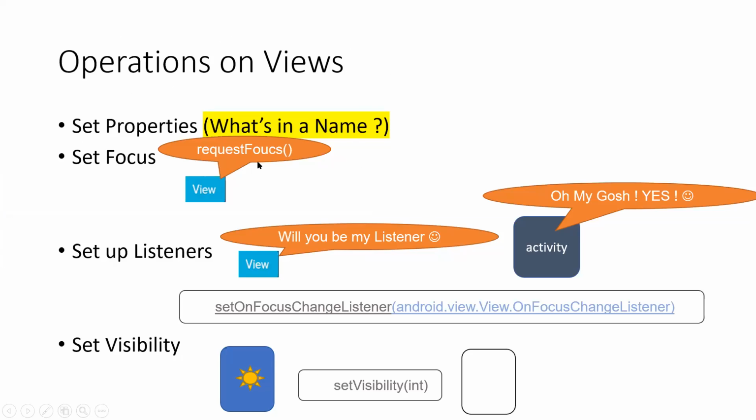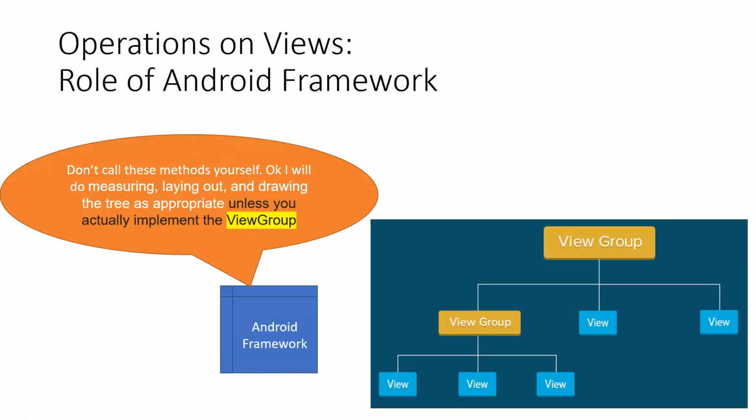It's the responsibility of the Android framework actually. If you are not dealing with a view group, if you're just using views, just placing views in the container, you don't need to call these methods yourself. The Android framework is responsible for calling them. It is responsible for measuring the controls, laying out, and drawing. The Android framework does measuring, laying out of the view elements, and it also draws the tree.